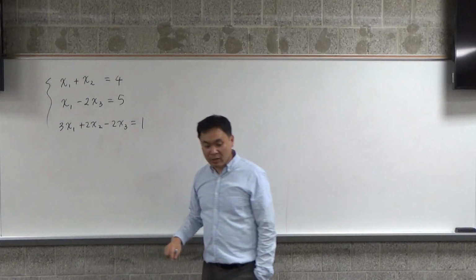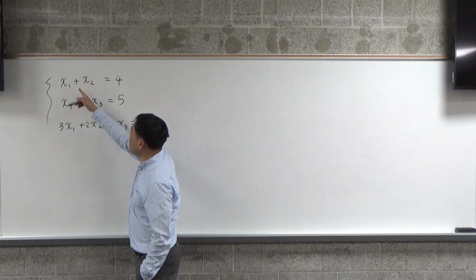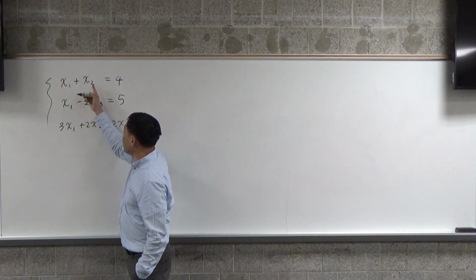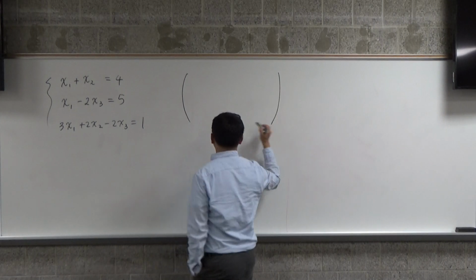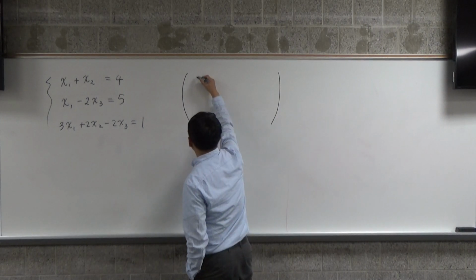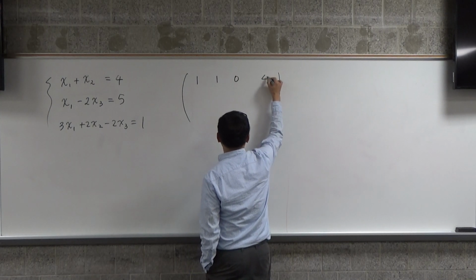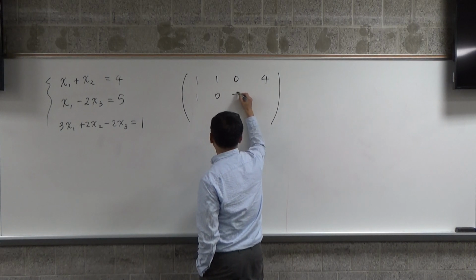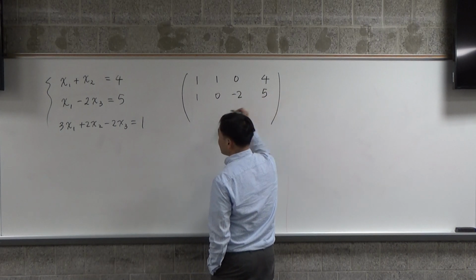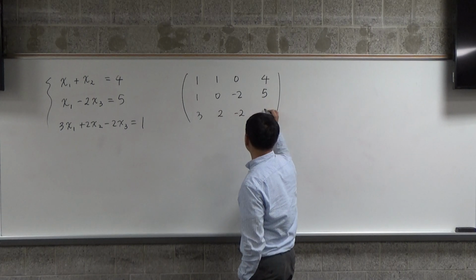Now, why do we want that? That's because the idea of matrices was to get rid of these x1s, x2s, and x3s and write only the numbers, called the augmented matrix. So you put 1, 1, 0, and then 4. And then this one, 1, 0, negative 2, and 5. And the last one, 3, 2, negative 2, and 1.